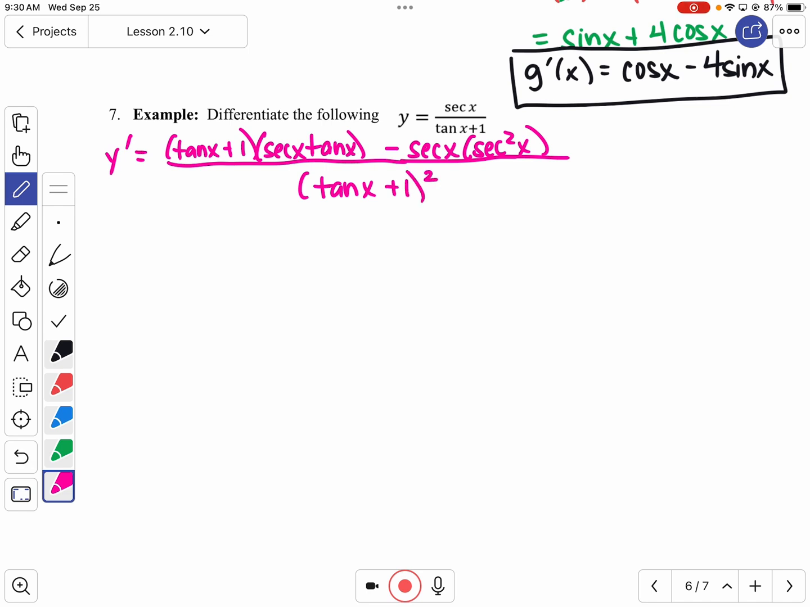Did you get that for your first line? HODI: high, so tan x plus 1, secant x tan, minus high, secant x, d host, the derivative of tangent, which is just secant squared, over tan x plus 1, the whole thing squared. So that's what we should have gotten for our first line in the derivative. Everything else is algebra and trig and simplification. That's the derivative piece. And so let's start simplifying.